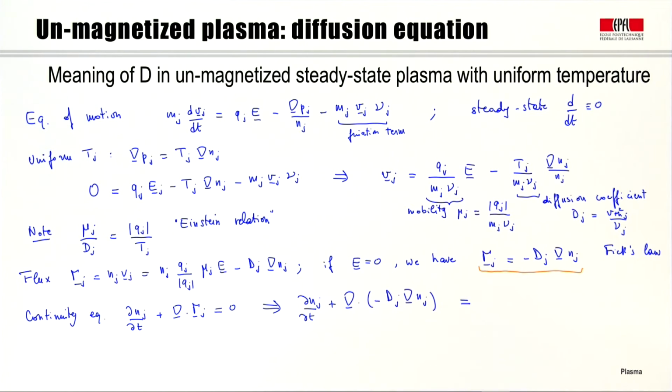Now I assume here that D_j is a constant, so that I can take it out of the differential operator. This is just for the purpose of showing the final result. Of course, in a real situation, this may not be the case.